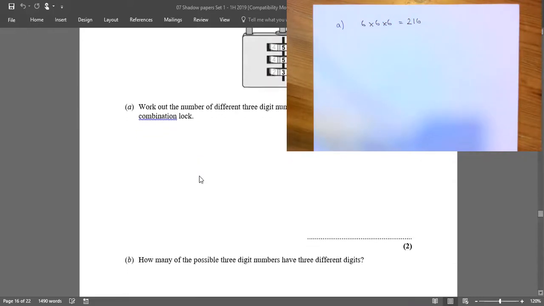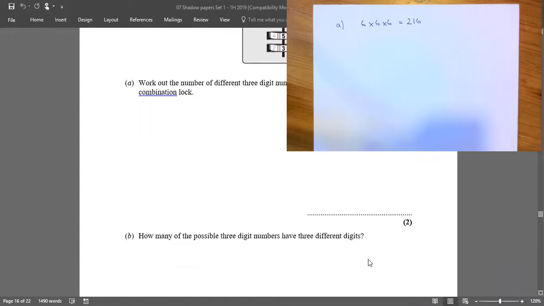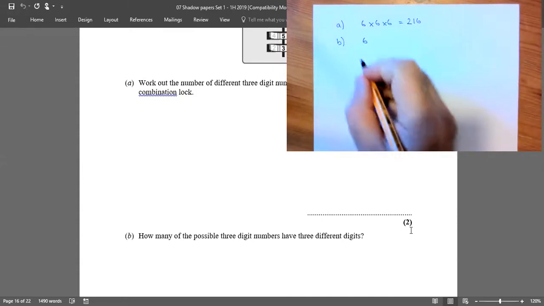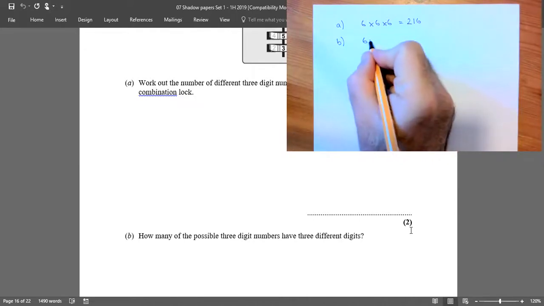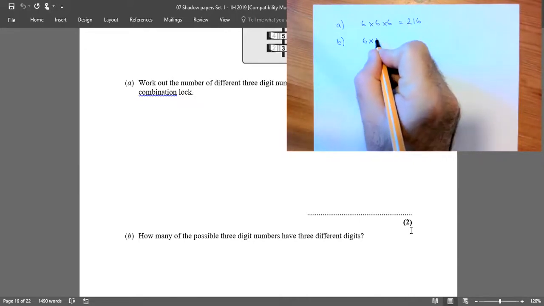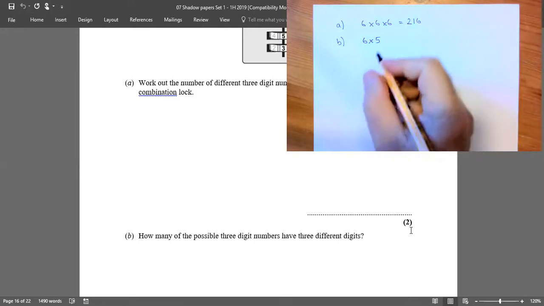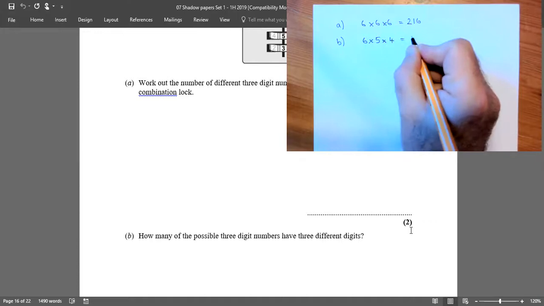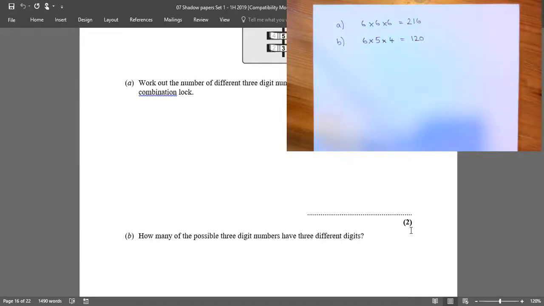How many of the possible 3-digit numbers have 3 different digits? Okay, so let's have a think about this one. For the first digit, there's 6 possible outcomes. Now we've used one of those up, so for the second digit there's only 5 possible outcomes, and then we've used 2 digits up, so there's only 4 possible outcomes for the third one. That gives you a total of 120 possible outcomes.